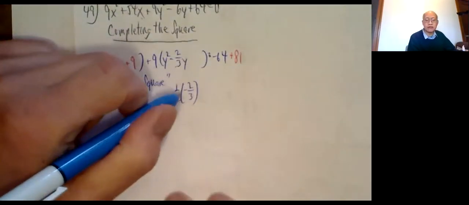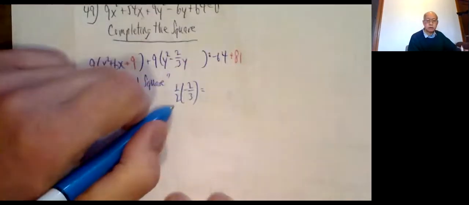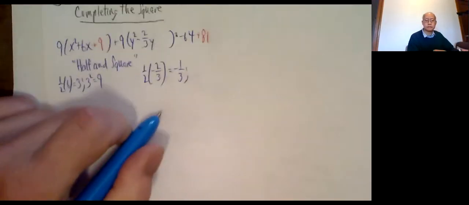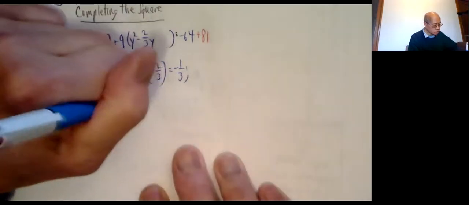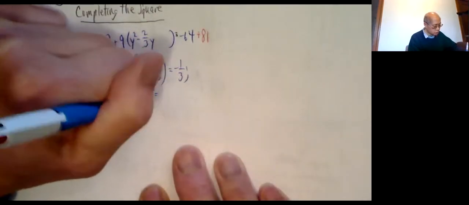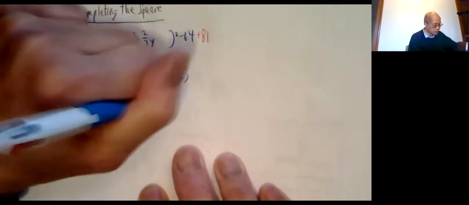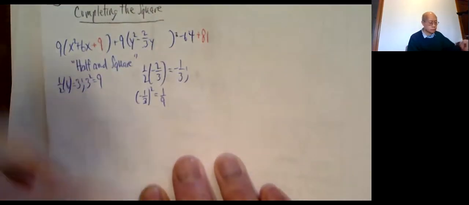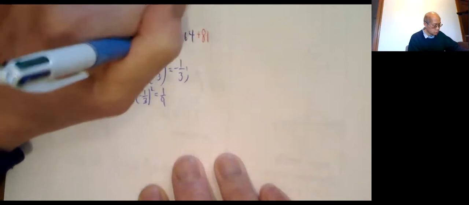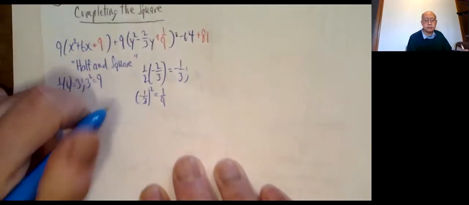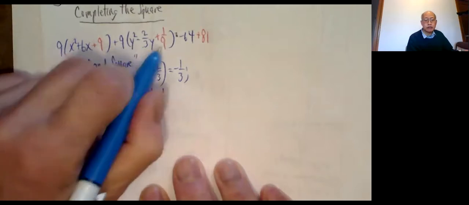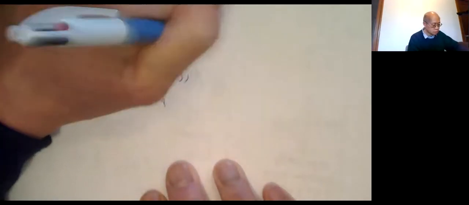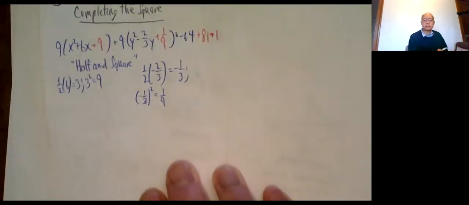What is 1/2 of negative 2/3? The 2's cancel out. Negative 1/3. Square it. Negative 1/3 squared is 1/9. And 1/9. But it's really plus 1 because 9 times 1/9 is 1. So now it looks like that.